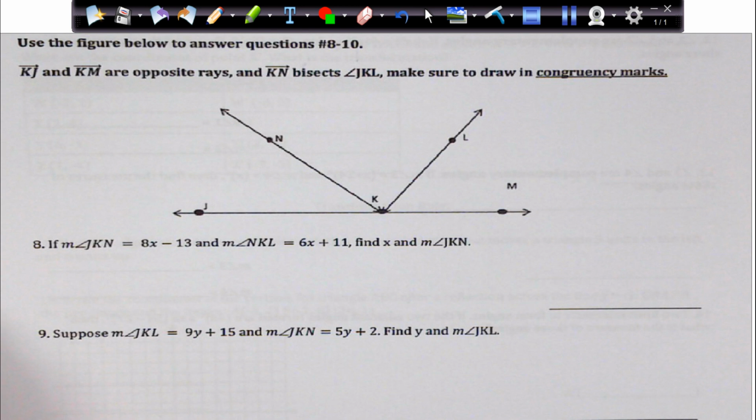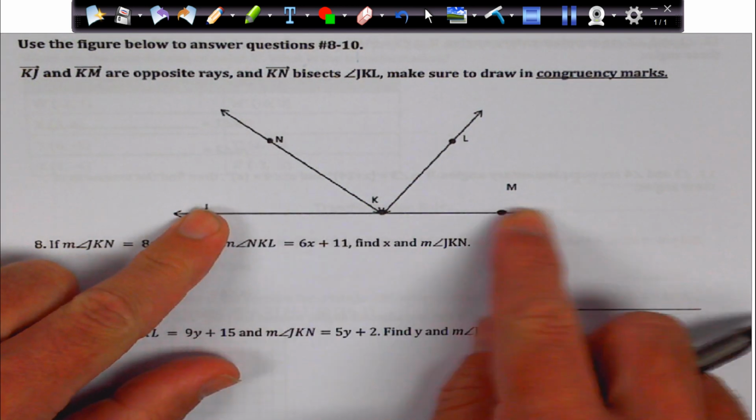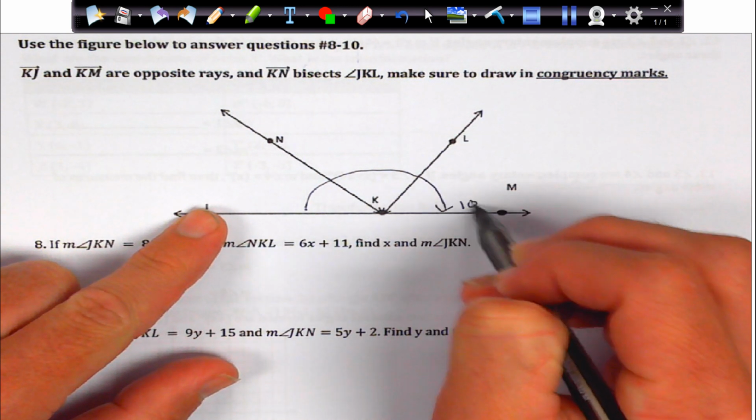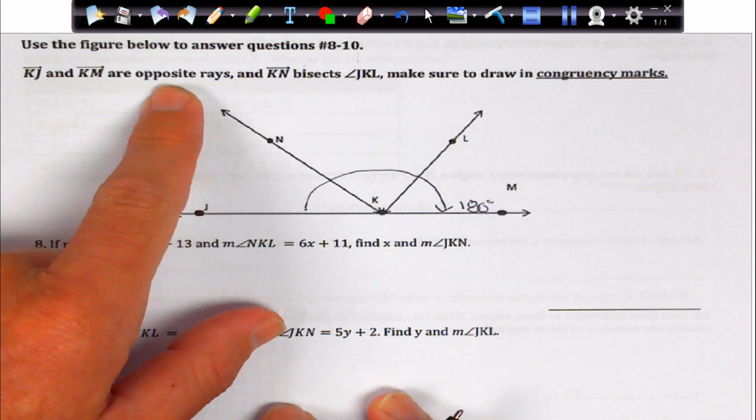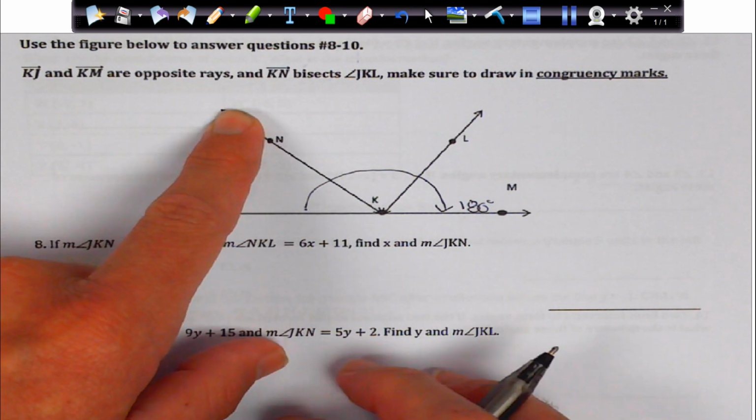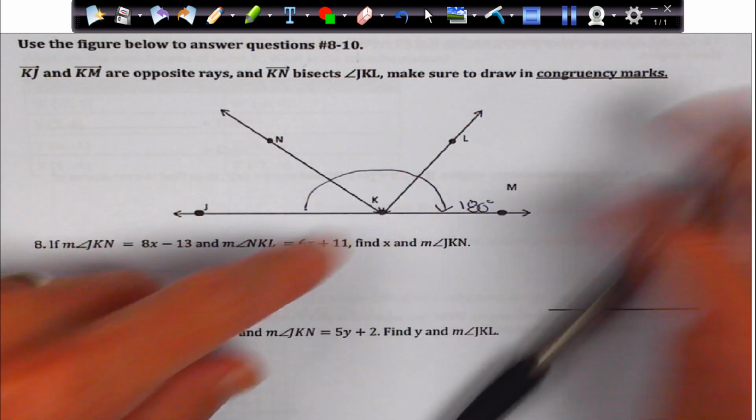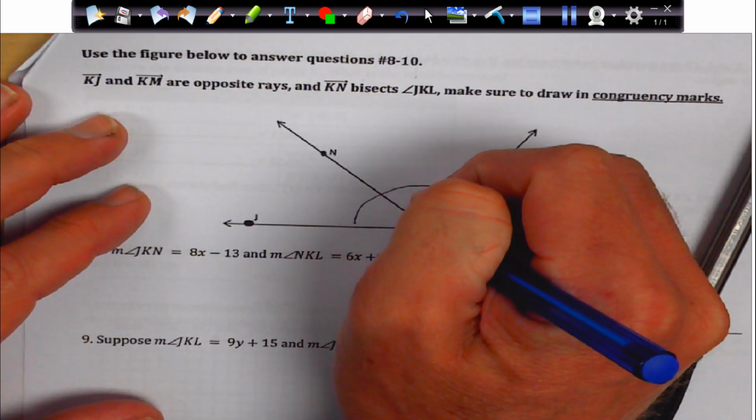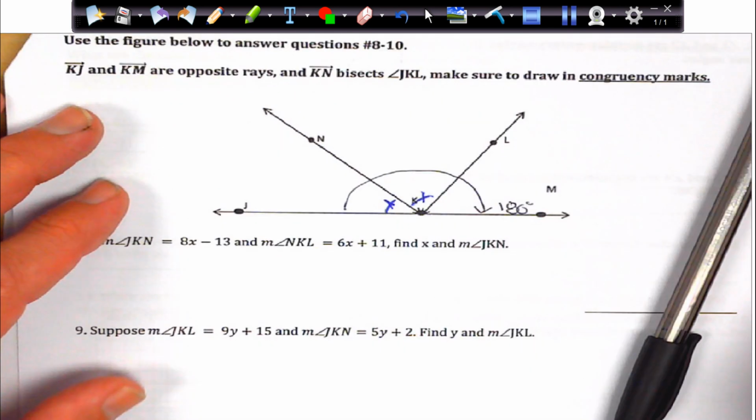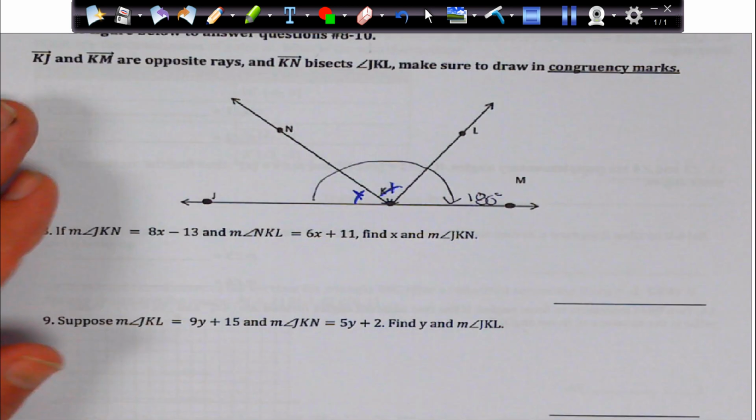So, boom. All right. KJ and KM are opposite rays. So that just means that this is a straight line. So if you go from here all the way to here, that's 180 degrees. KN bisects JKL. So that means that this angle right here and this angle right here are congruent. Make sure to draw congruency marks. So I just marked those.